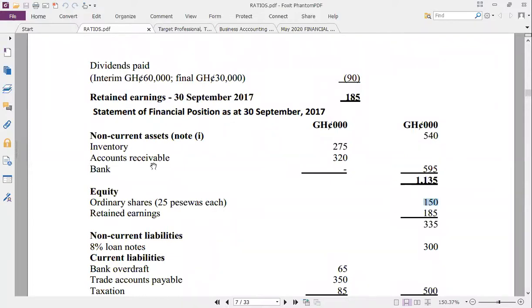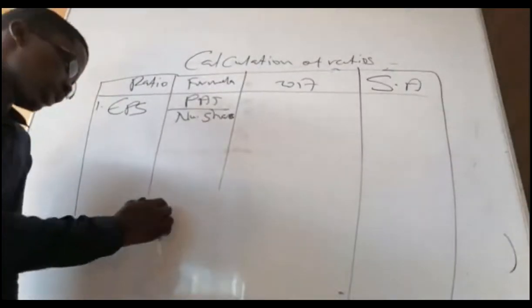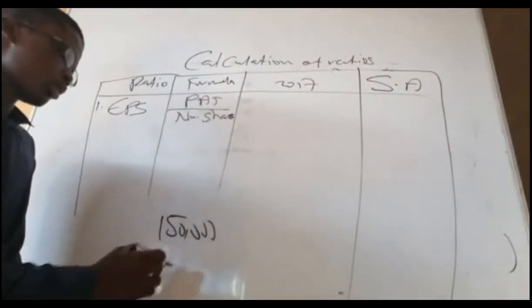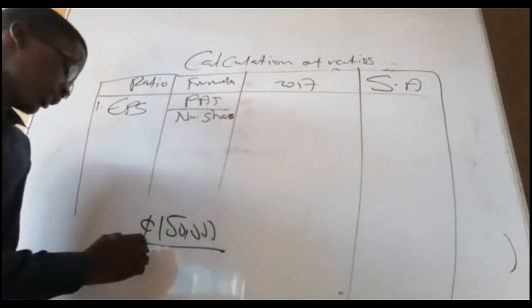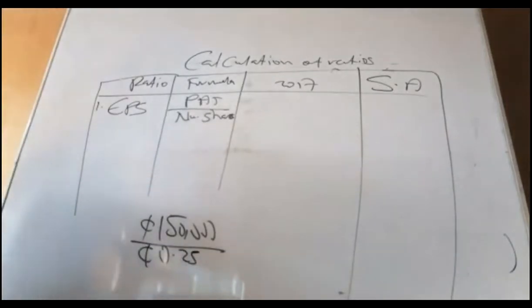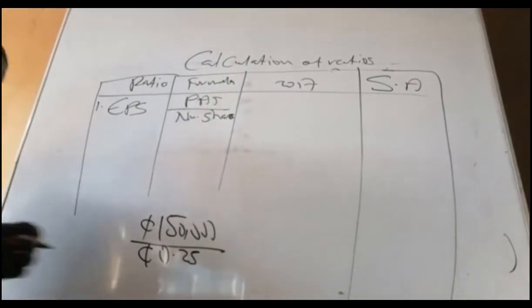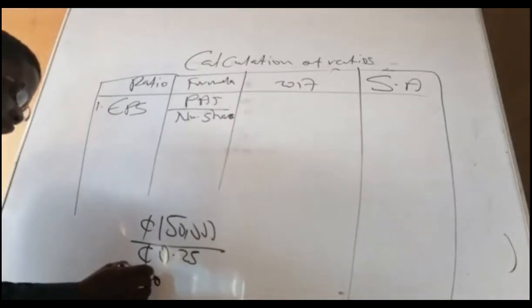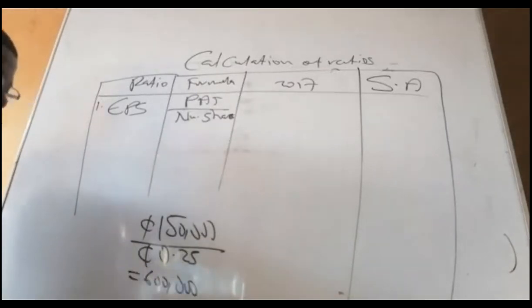So 150,000 Ghana cedis divided by 0.25 per share will give us the number of shares. So that means for this company, Obia, the number of shares is 600,000 shares. That is it. You need to show how we got the 600,000 shares.